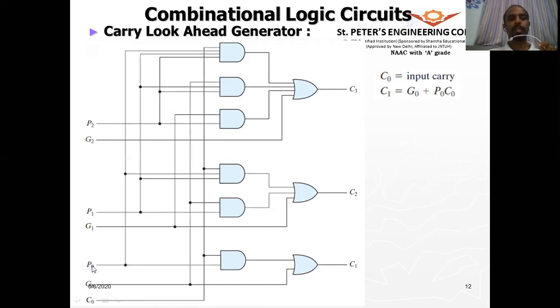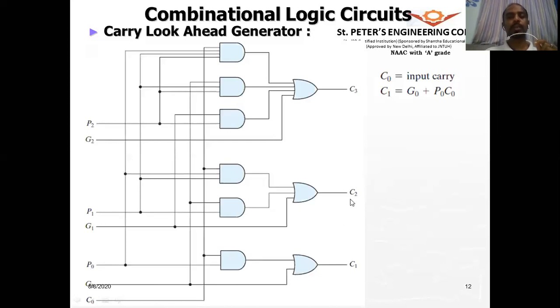So P naught is nothing but the sum of the first stage, and C1 is the carry of the first stage, right? So that is the propagate P and carry generate G. Okay, so as I said, if the terms are a little confusing, we can just say this is P naught and G naught. So the first output and the first carry generated. So it has to wait for this for the C1.